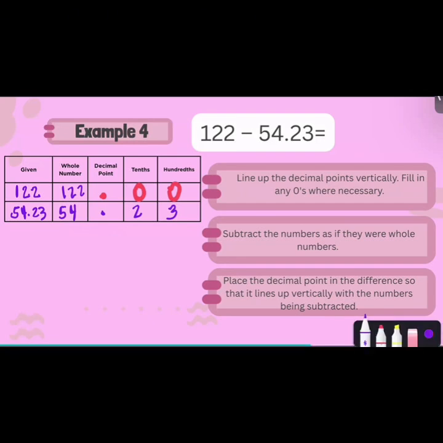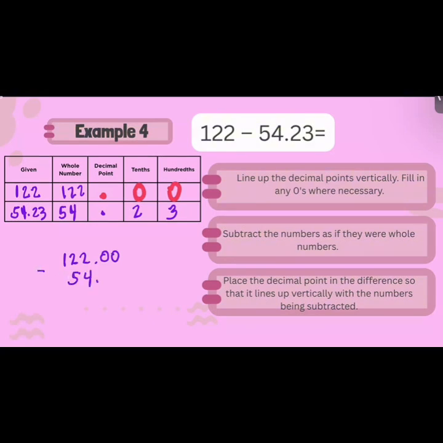We'll write the given vertically. So, we have 122 minus 54 and 23 hundredths. So, now let's proceed with subtraction. 0 cannot be subtracted to 3. So, magbaborrow tayo. Hindi rin tayo pwedeng magborrow kay 0.